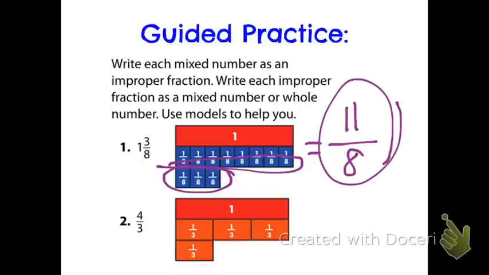And I could do my check mark method here too. 1 times 8 would be 8, plus 3, again 11, with a denominator that does not change. On number 4, see if you can do the division or use your visual to get your answer.